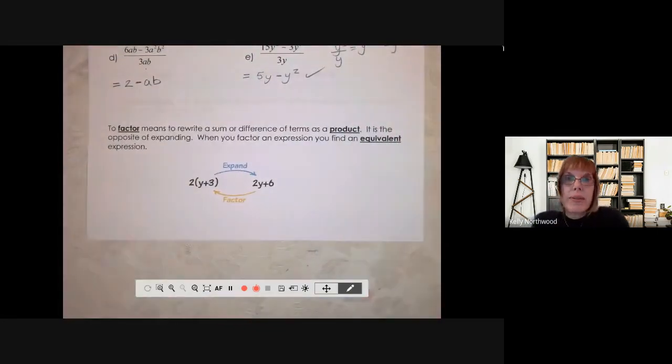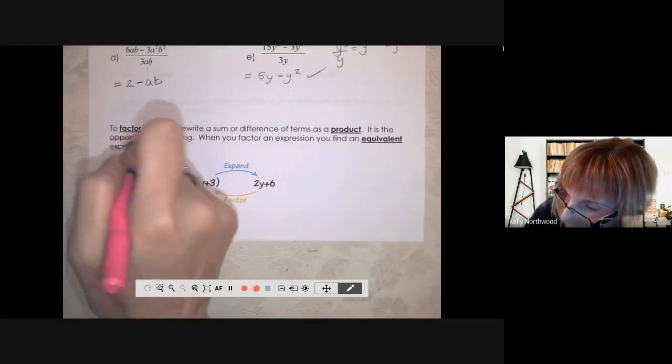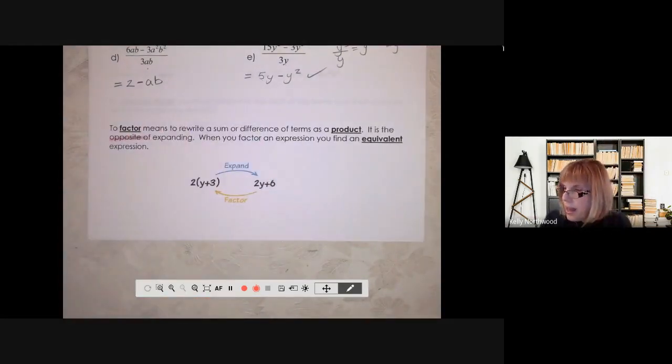To factor means to rewrite a sum or difference of terms as a product. It is the opposite of expanding, okay? When you factor an expression, you actually find an equivalent expression. So you're just writing the same thing differently, okay? So you're not finding something that's not equal, you're finding something that's equal, but just written differently.